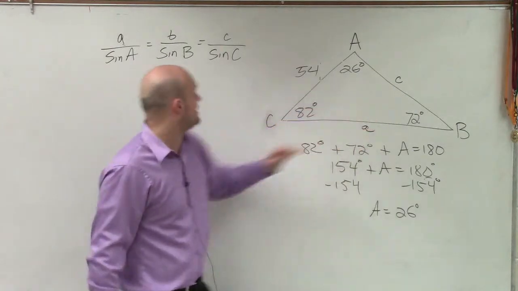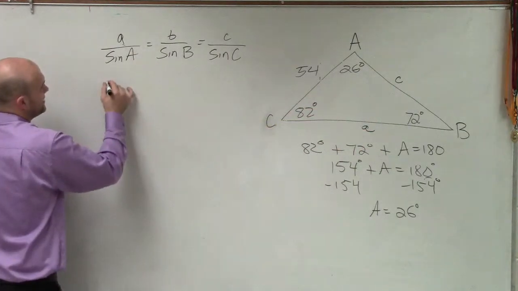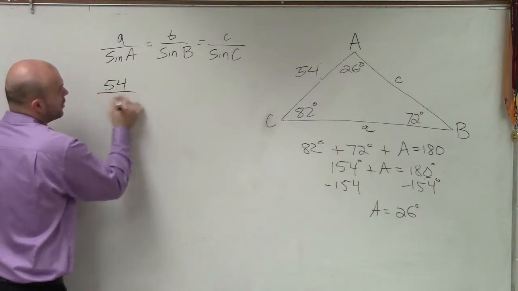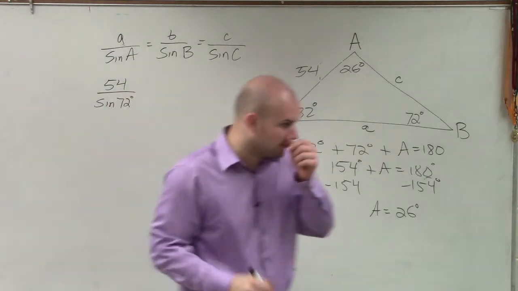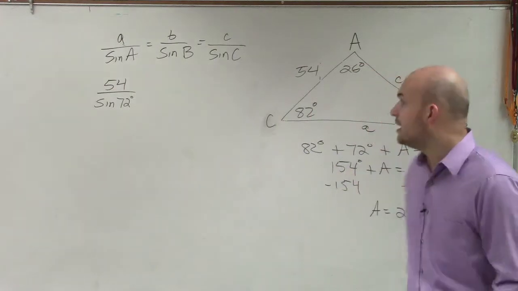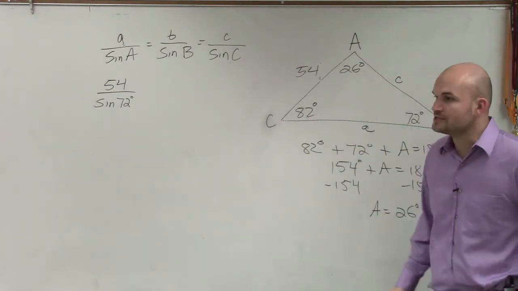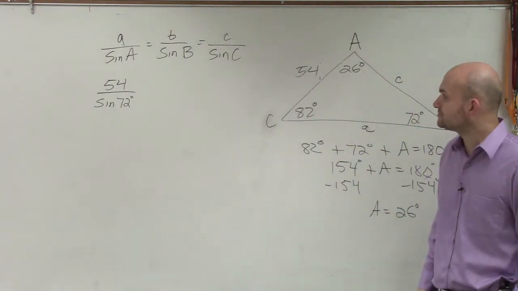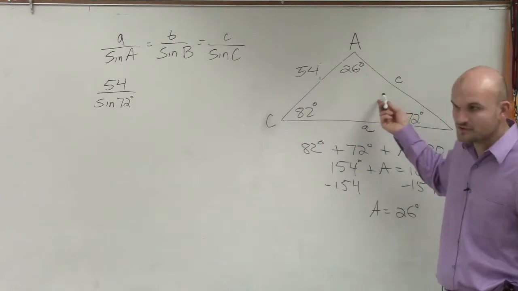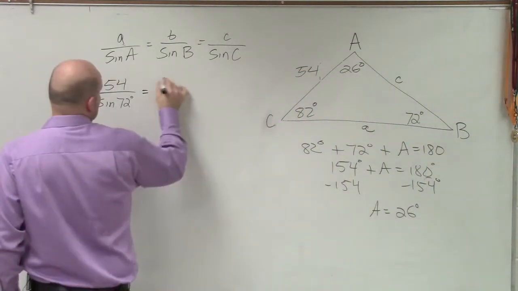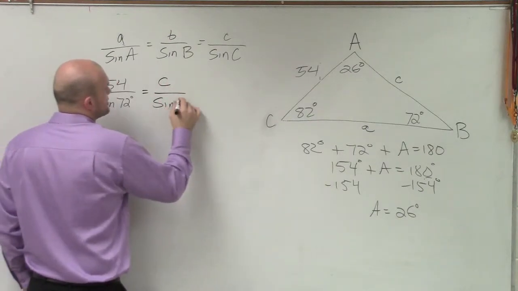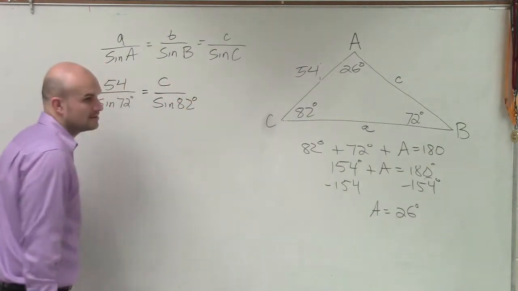So now I know the length of B, which gives 54 over the sine of 72. Depending on what you want to solve for, we can set that equal to another ratio. Let's go ahead and solve for C. Does that sound OK? So that will be C over the sine of 82 degrees.